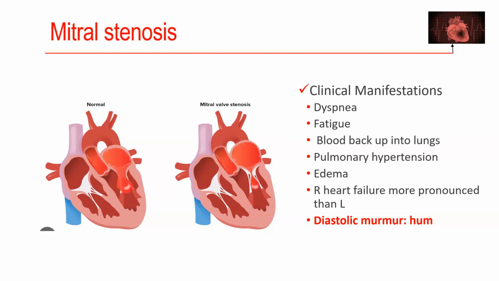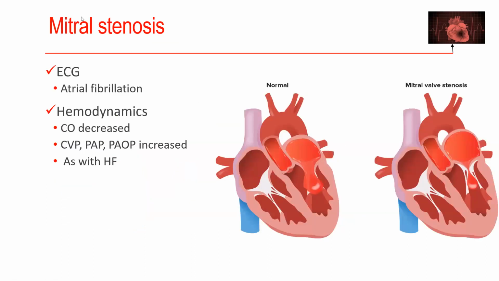The difference, my friends, on your exam is going to be the murmur. Mitral regurg, systolic murmur, blowing. Mitral stenosis, diastolic murmur, humming. All right. So that's your mitral stenosis. Same thing. Treat your patient just like they have heart failure. The only indicator that you are going to have is the heart sound. And that will be described to you.